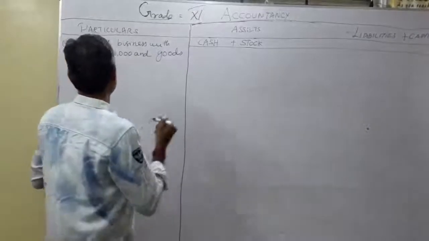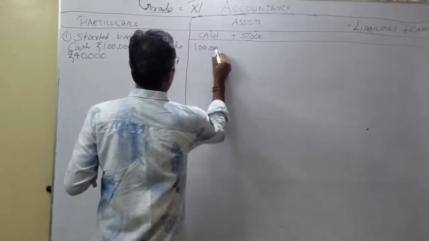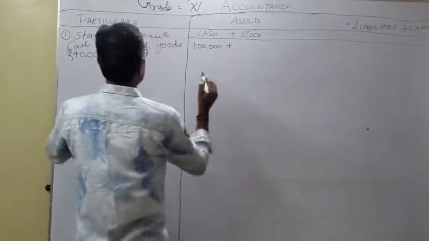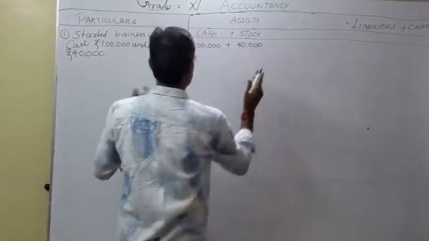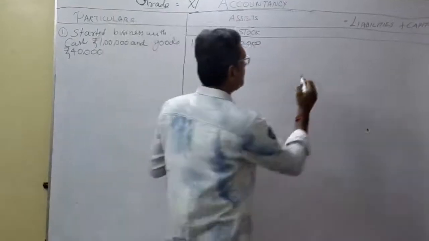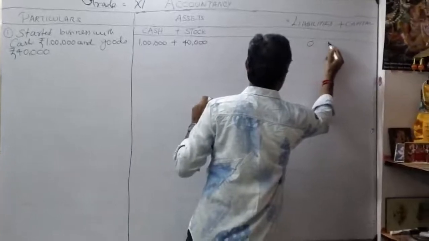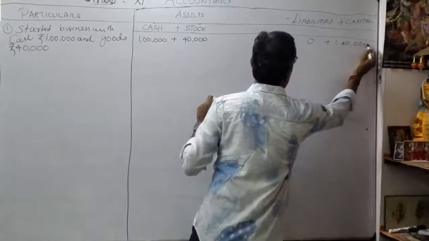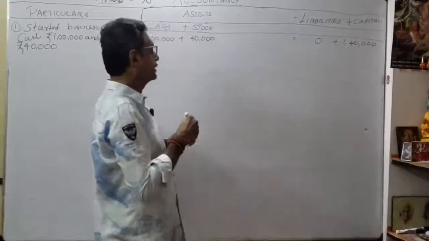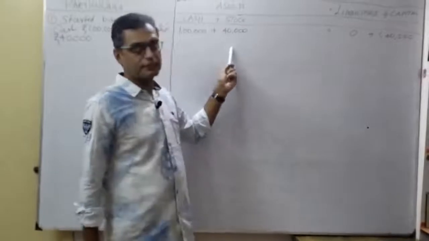So how are we going to write here? Cash 1 lakh, plus goods how much? 40,000. These two together we consider as what? It is considered 1,40,000. So here the capital is cash and goods, 1,40,000 in the equation.